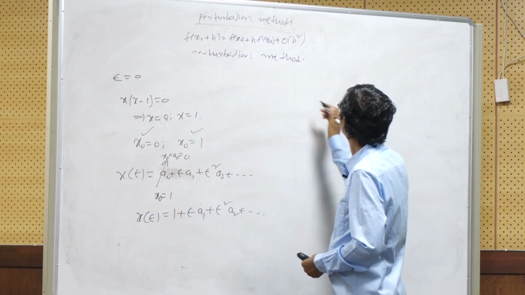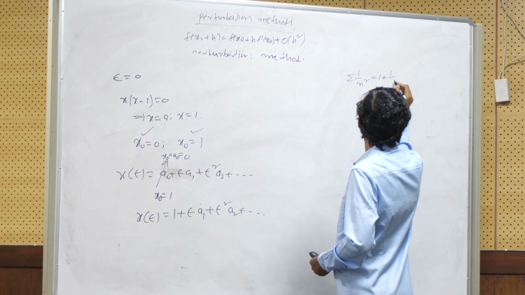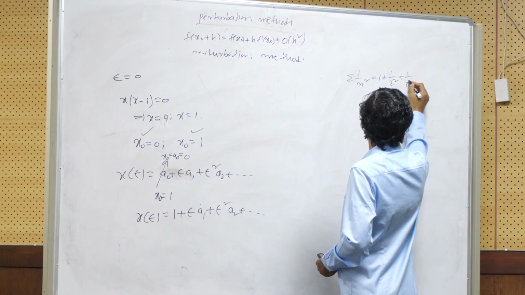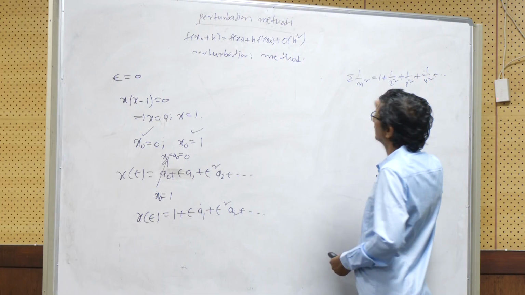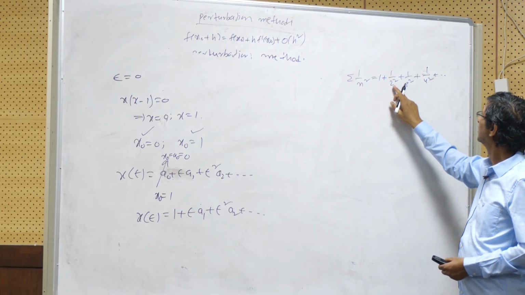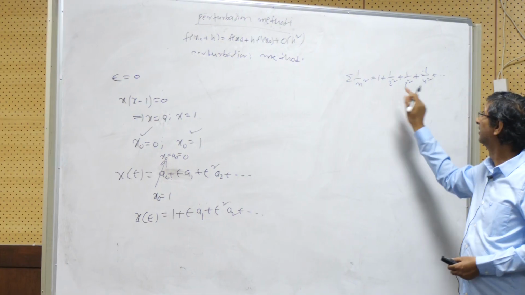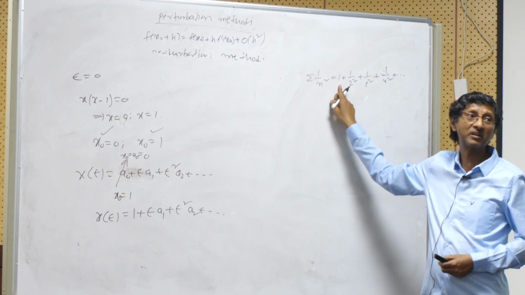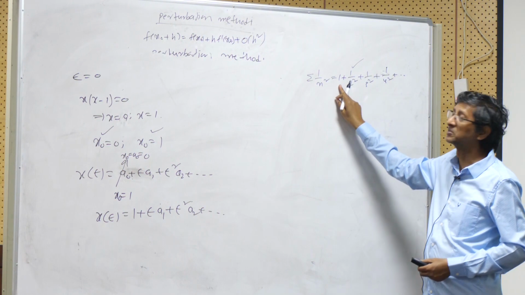Right? For example, if you see the power series 1 by n square, so 1 plus 1 by 2 square plus 1 by 3 square plus 1 by 4 square and so on. This is your well-known power series, right? And if you want to say this series converges, in that case this term is smaller than this term. Do you agree or not? This term is smaller than this term.